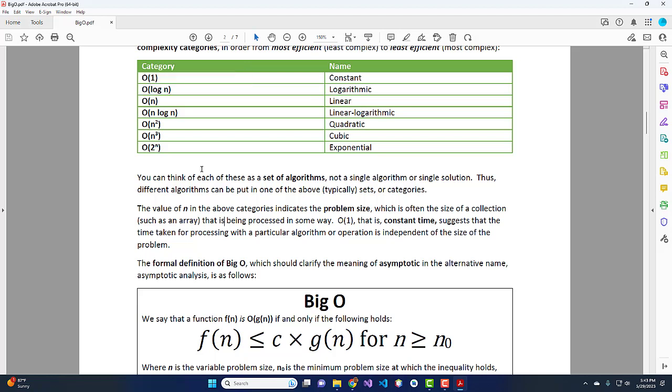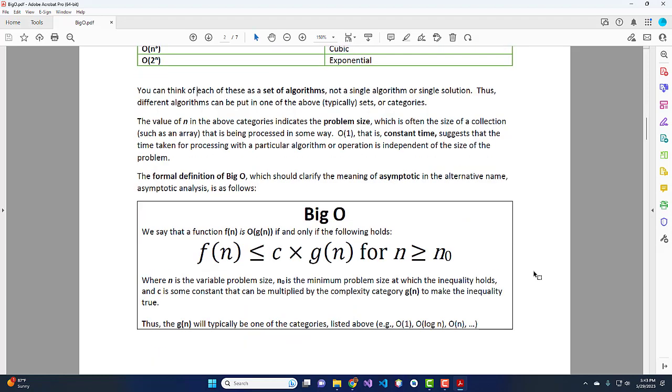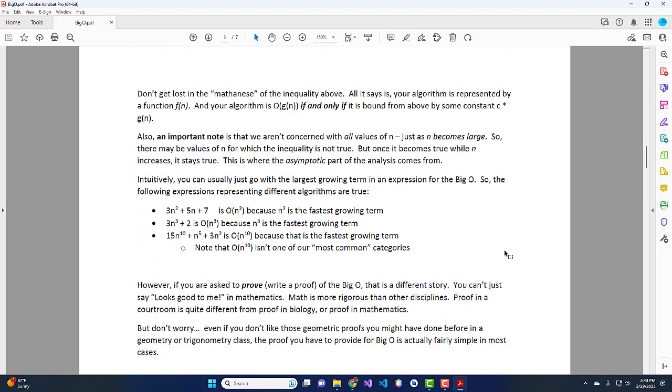So big O of g of n would be like big O of 1, in which case g of n is 1. Or big O of n log n, which we would call linear logarithmic, or linearithmic, in which case g of n would be n log n. Or this one over here, g of n would be 2 to the power n. That's exponential.